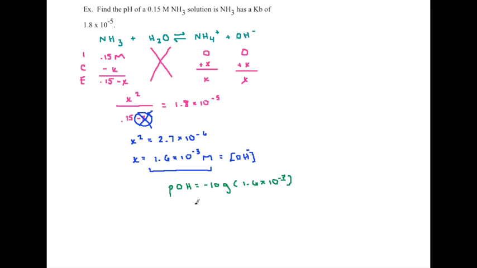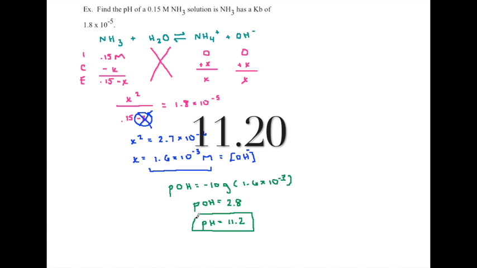Okay, and when I do that, I find that my pOH equals 2.8. Now, I'm actually not interested in pOH. I want to find my pH, so 14 minus that value gives me a pH of 11.2. And that is my final answer.